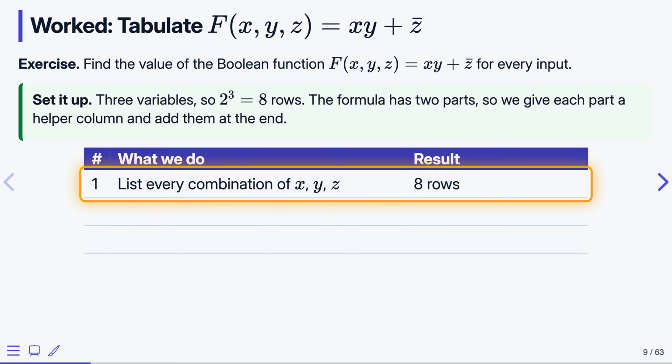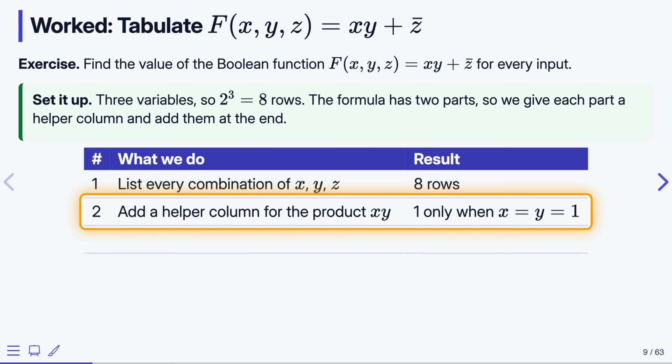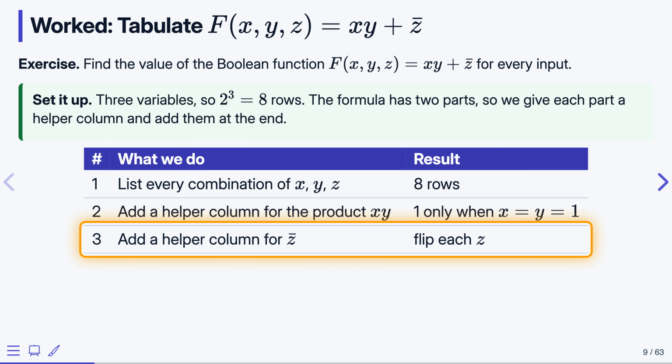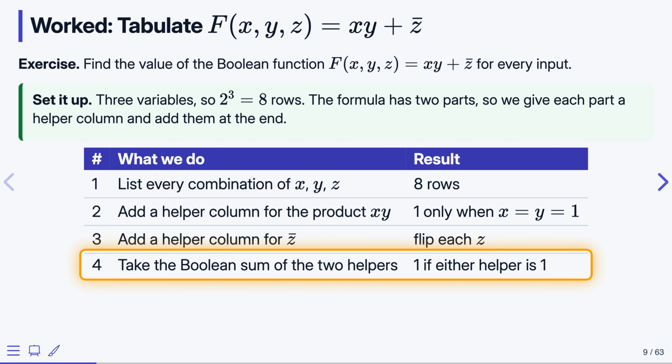Step 1. Write out every combination of x, y, and z, 8 rows in all. Step 2. Add a column for the product x times y. It is 1 only when x and y are both 1. Step 3. Add a column for bar z. That column just flips the z column. Step 4. The last column is the Boolean sum of the 2 helpers. It is 1 whenever either helper is 1. Now let's fill it in.